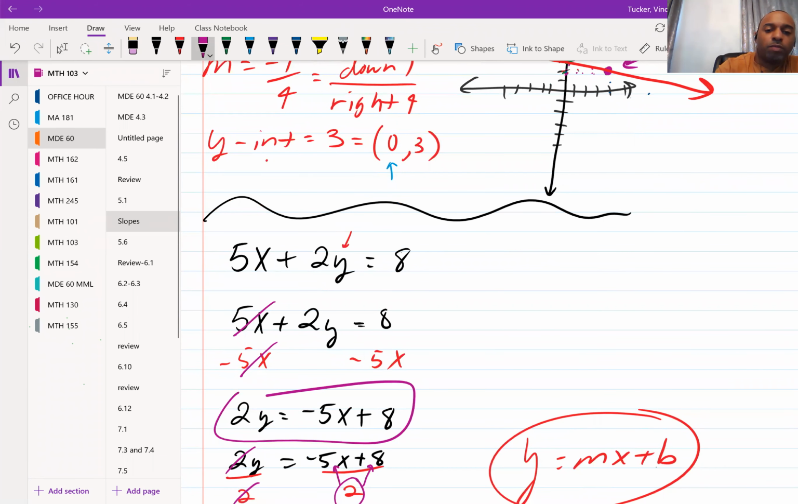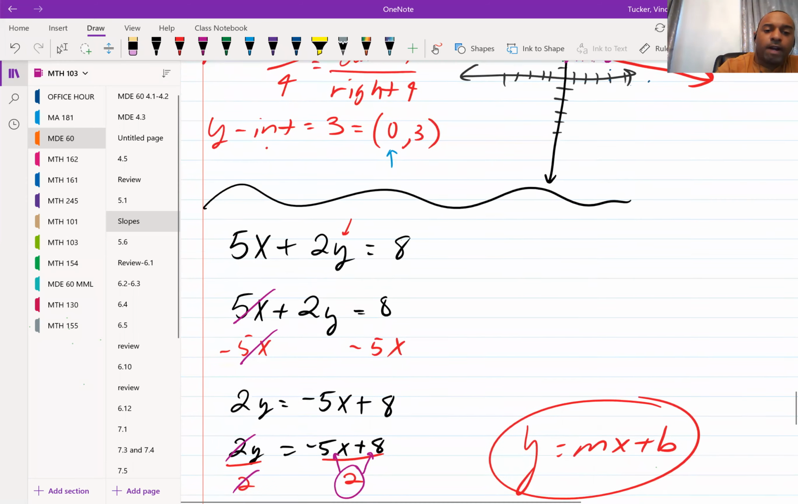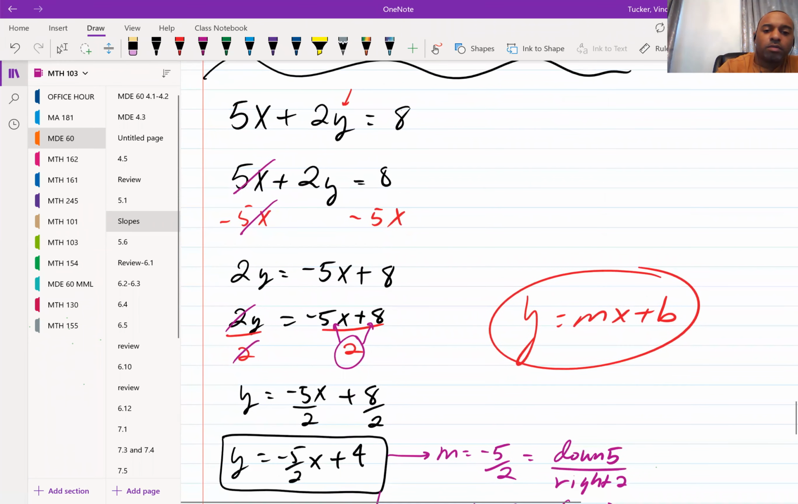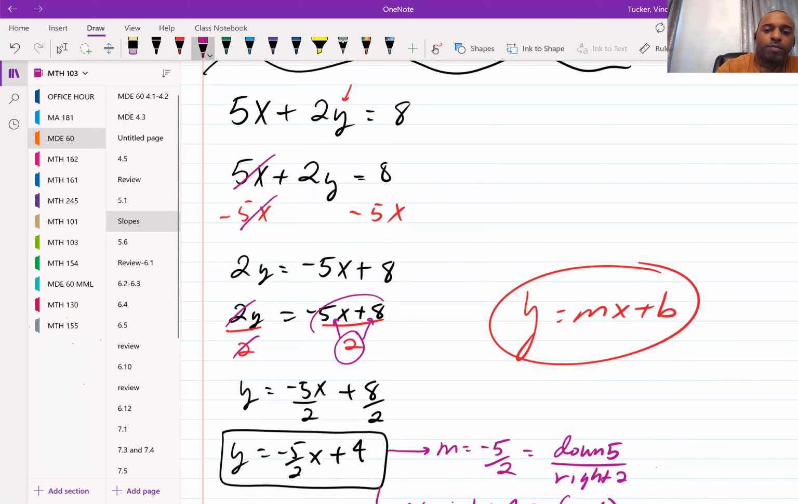And that puts us at 2y equal to negative 5x plus 8. Then divide by 2. And that 2 has to go into both pieces in our numerator, which will give you negative 5 over 2 x plus 8 over 2. When you simplify that, that'll be negative 5 over 2 x plus 4. And that's a position we want to be in, y equal to mx plus b. So we can pick out what our slope is and what our y-intercept is.